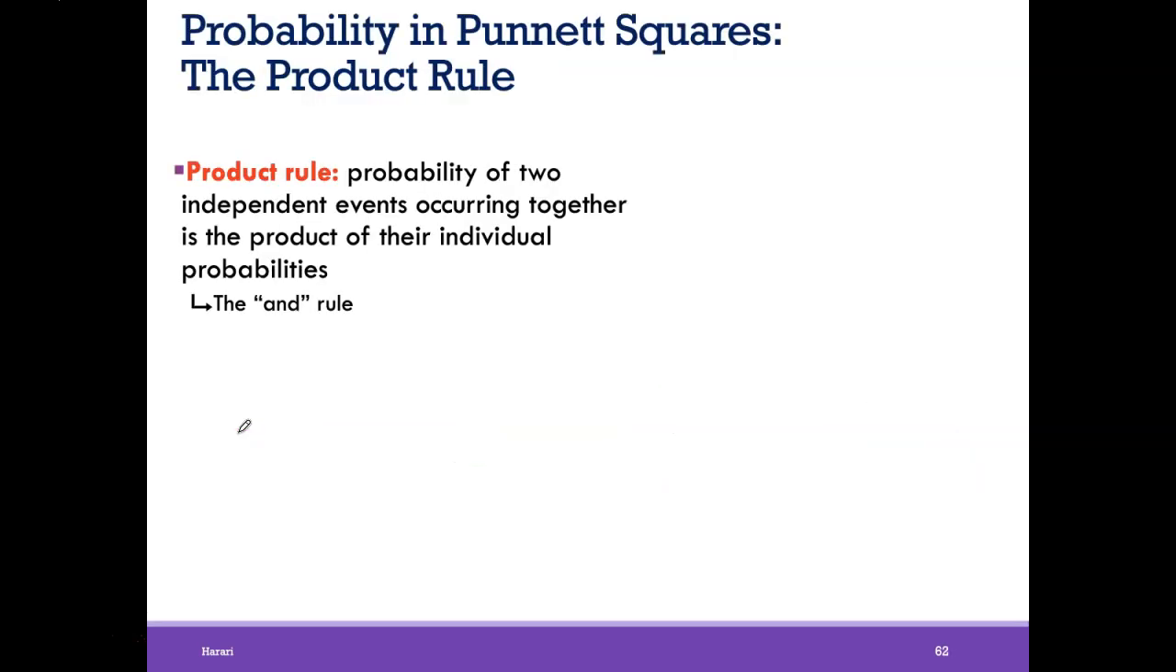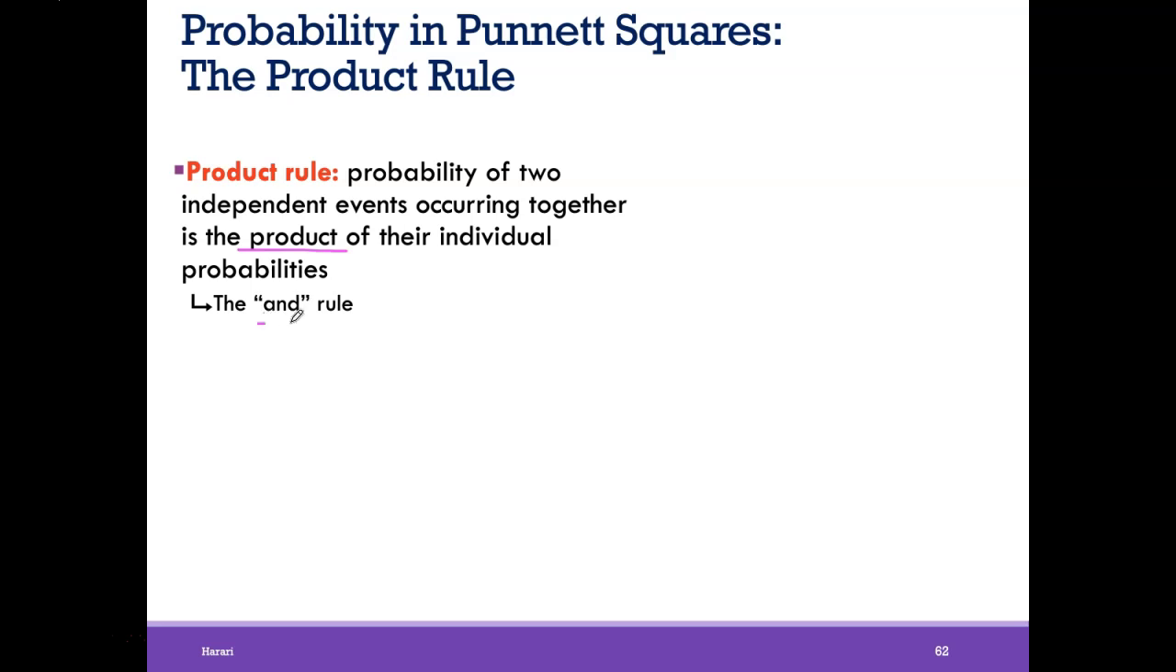So now that we understand the basics, we can introduce what's called the product rule. The product rule tells us the probability of 2 independent events occurring together. It says that the probability of 2 independent events occurring together is the product of their individual probabilities. So you multiply the probability of one thing happening times the probability of a second unrelated thing happening, and that will give you the likelihood that both things will happen.